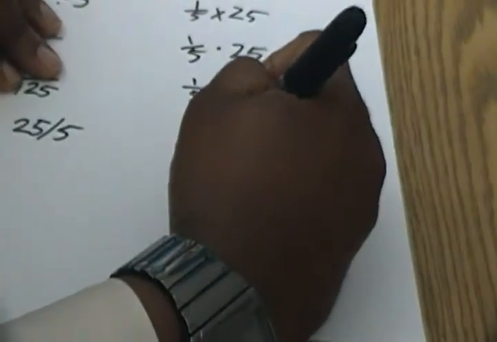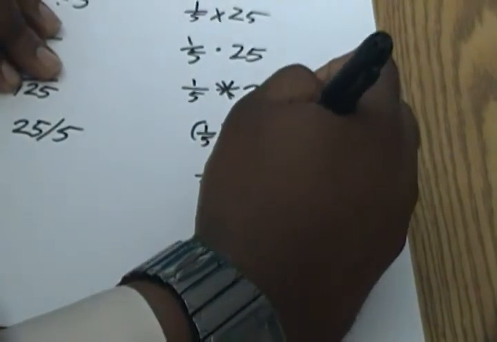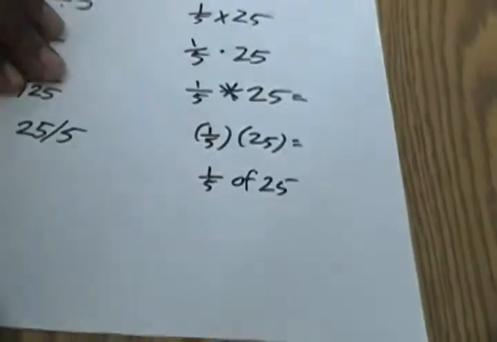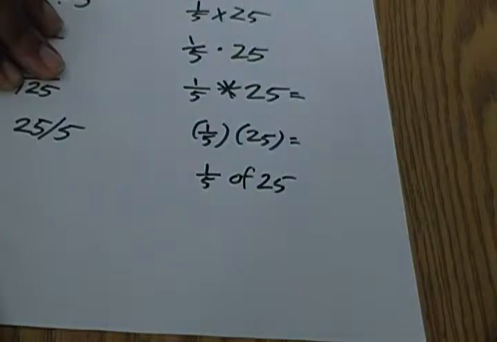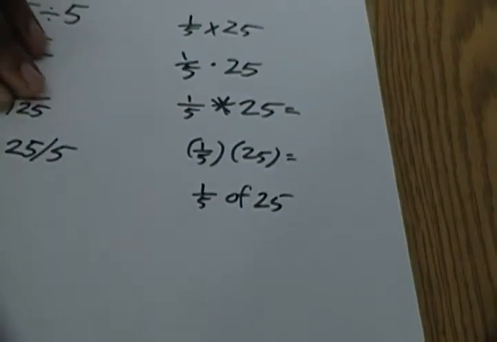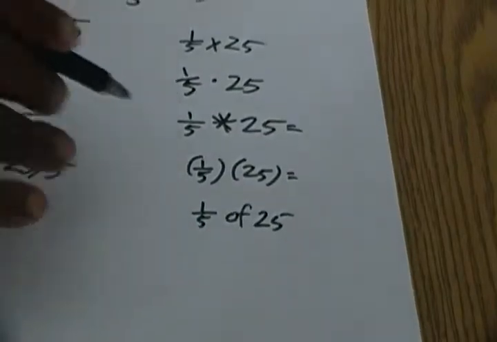And then the last one you'll see is "of." So it'll be 1/5 of 25. That's math lingo for multiply. Alright? So whenever you see any of these, that's what you want to look for.